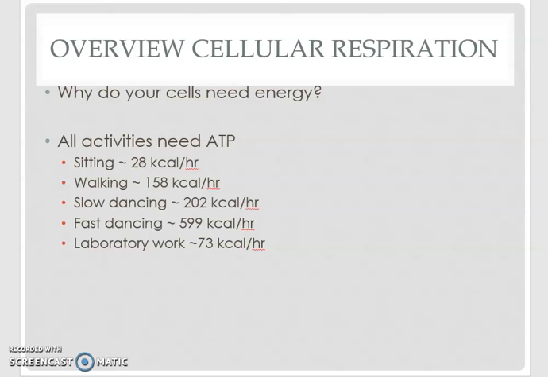Here are just a few ideas. Sitting, 28 kilocalories per hour. Fast dancing, 599 kilocalories per hour. So we need ATP to perform big things and then also little cell processes.